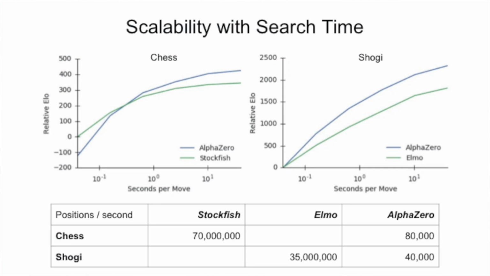And it scales very well with search time. So actually, this Monte Carlo tree search scaled better than alpha-beta search, which was thought to be the only method that would work in the game of chess.